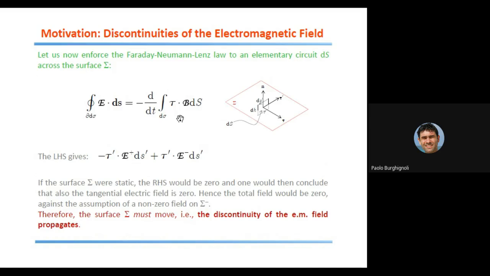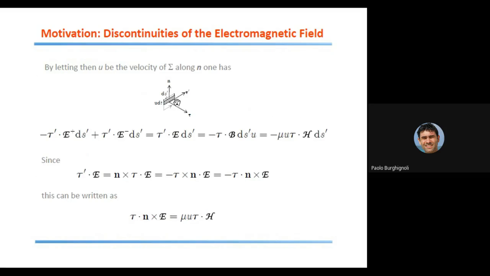And why does it change? Well, it changes because the surface sigma is moving vertically along the n direction. So it sweeps this elementary surface ds, and therefore the flux across this surface changes. In particular, if you consider the infinitesimal time dt, during this time our surface has moved by a quantity which is equal to the product of the velocity u and the time dt.